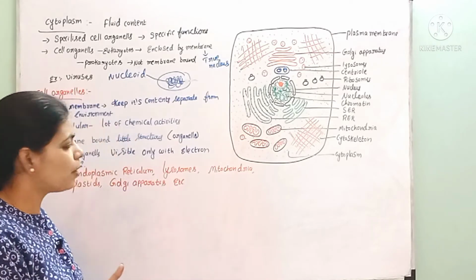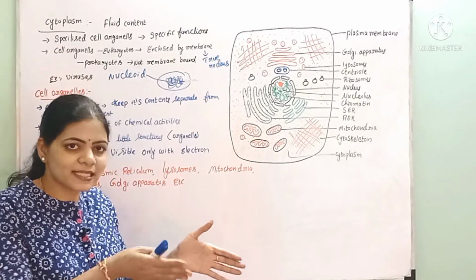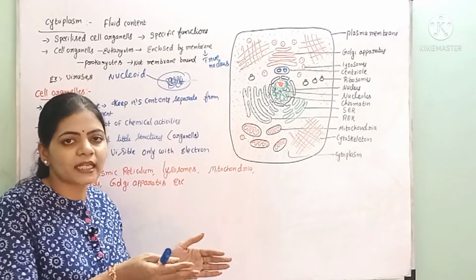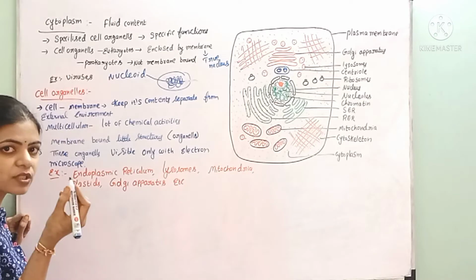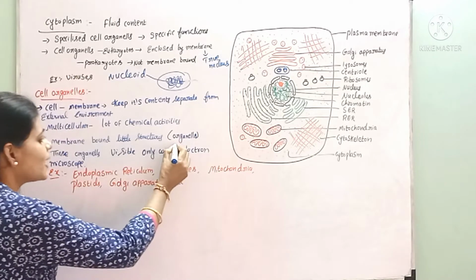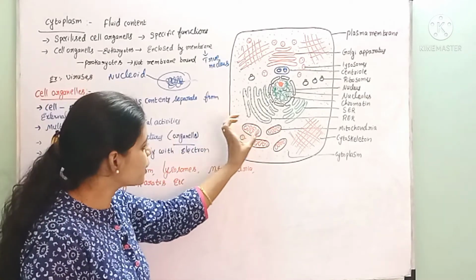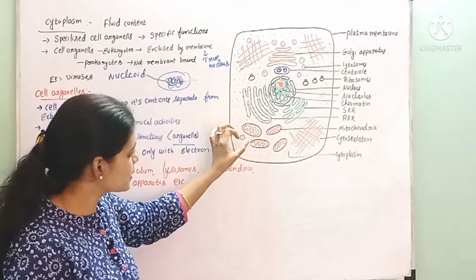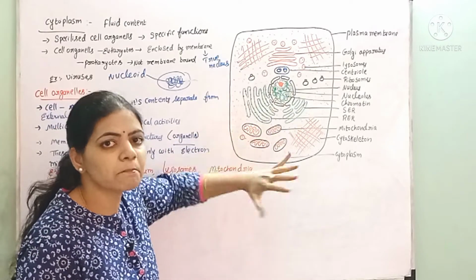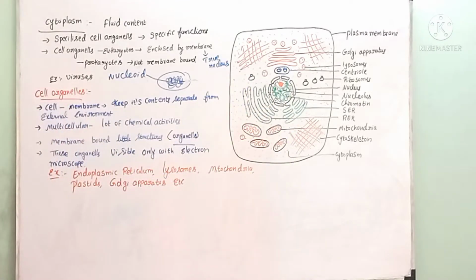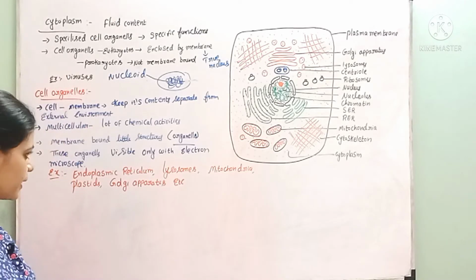If the cell is performing different chemical activities, these chemical activities need to be separated. Those chemical activities are separated by means of cell organelles, the membrane-bound little structures called cell organelles. These cell organelles are covered with membrane, and individually whatever chemical reactions take place will be present within that, and those chemical reactions or activities will not be mixed up. So that is the main reason why multicellular organisms have membrane-bound cell organelles.